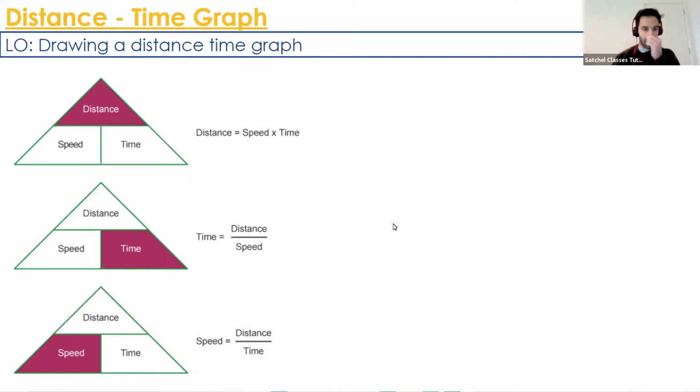analyze them as well. Now, as a recap of something that you may have done before, we need to be able to do calculations involving distance, speed, and time. So it's important to be able to recall our distance, speed, time triangles. So distance goes on the top and speed and time on the bottom.